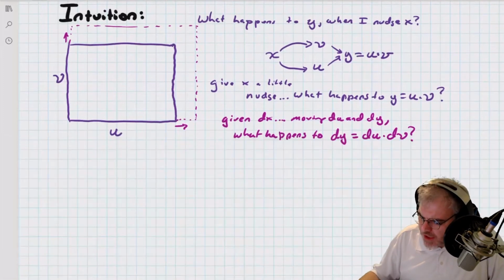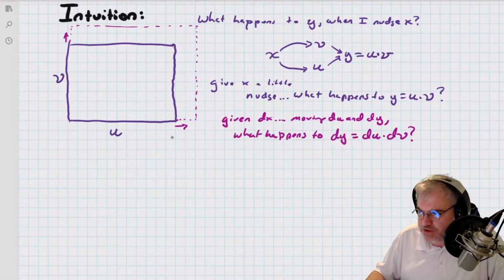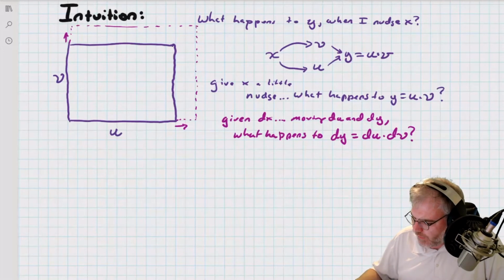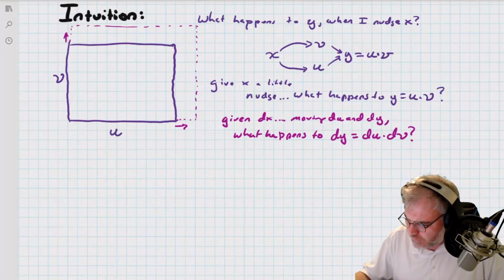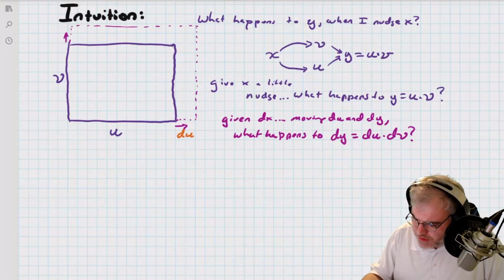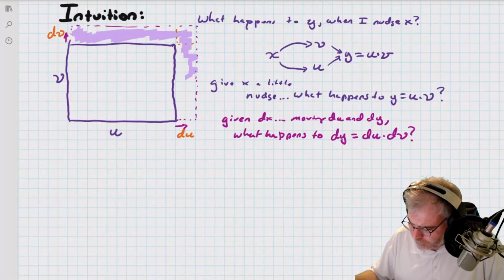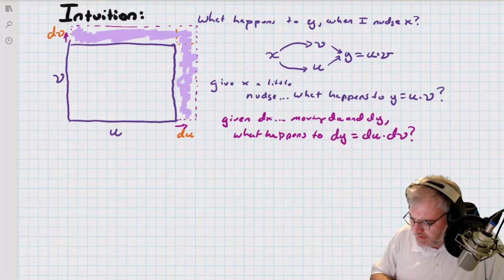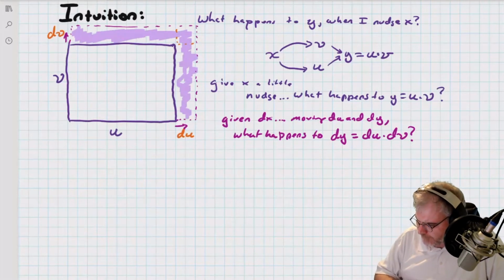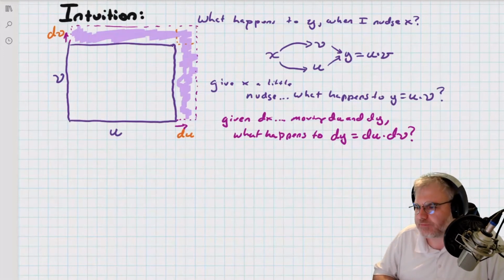So what is the change in the total if I give a little bit of nudge here? Okay, so I've got a little change in u, and I have a little change in v, and then I have a change in the total. And that's the change in y. How do we feel about that, 1 to 5?